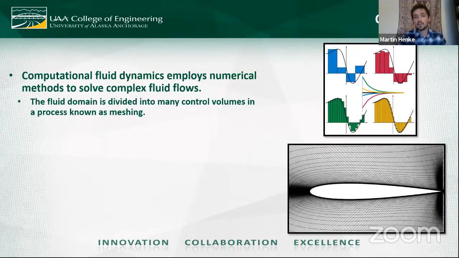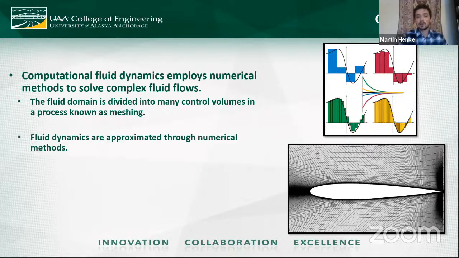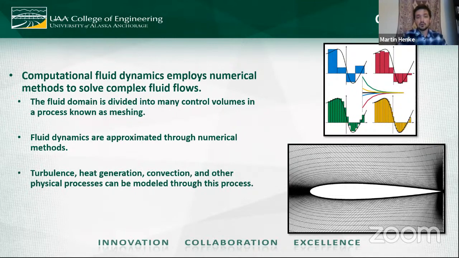So similar to the Riemann sum, the fluid domain is divided into smaller control volumes in the process known as meshing. And you can see in the lower figure, the air surrounding an airfoil has been meshed. So it's been divided up into smaller volumes, in this case areas. It's a two-dimensional analysis. And for each of those areas, numerical methods are applied to solve for the bulk fluid flow through an area. And it allows me to model turbulence, heat generation, convection, and other physical processes like radiation. Natural convection can be accounted for, gravity, and many other processes can be modeled through CFD, and it's really a powerful tool.